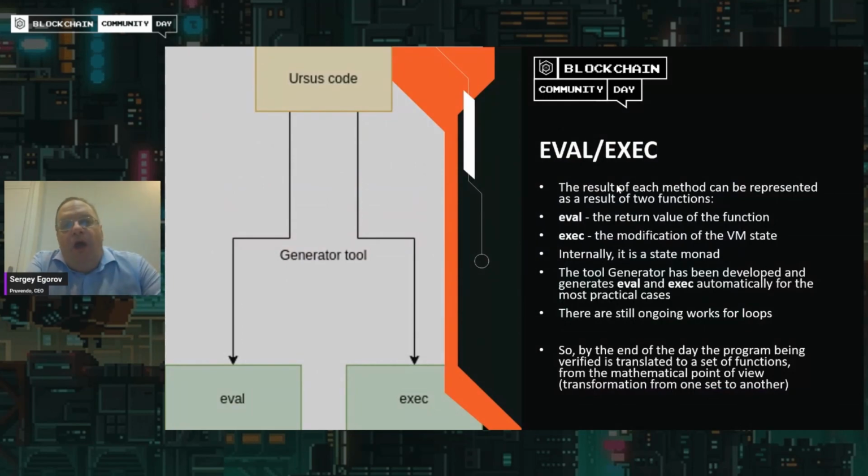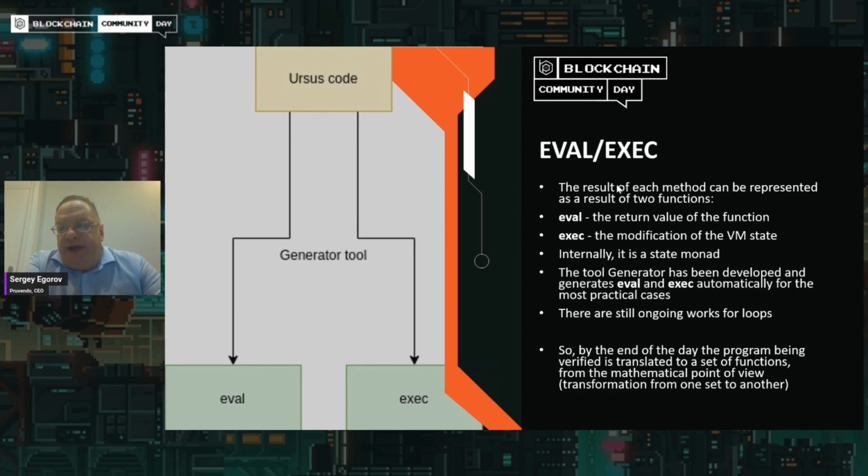When we get our code into Ursus, we go further and translate our code into a set of formulas. Basically, the first formula, called eval, is the return value of each function, and the second formula, called exec, is the formula of the new virtual machine state after function execution.